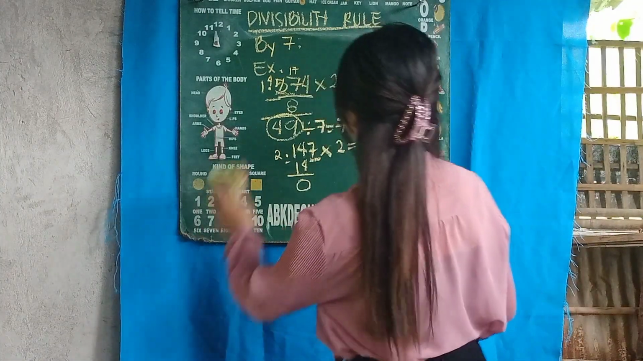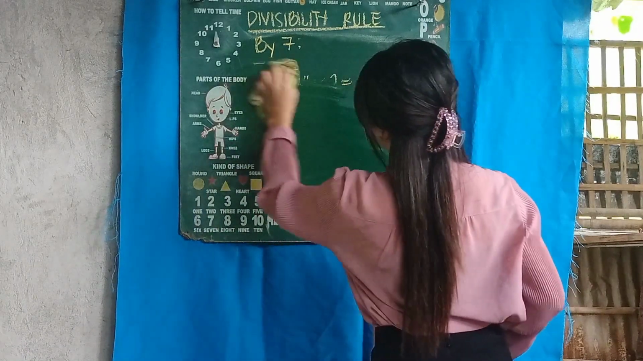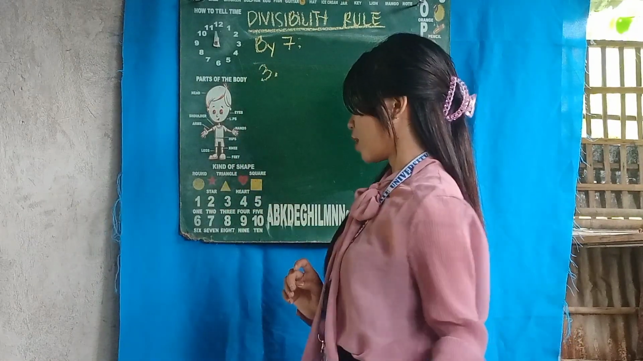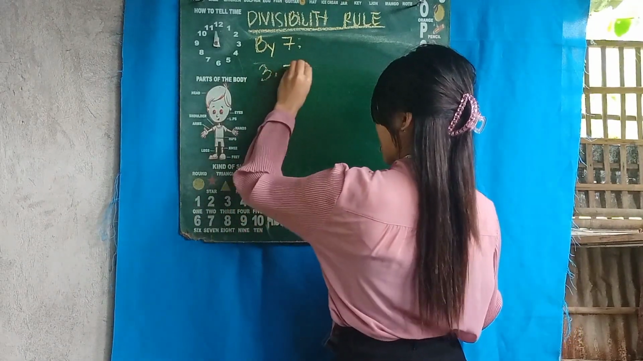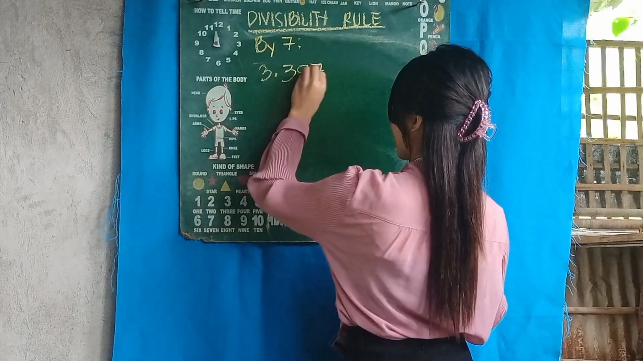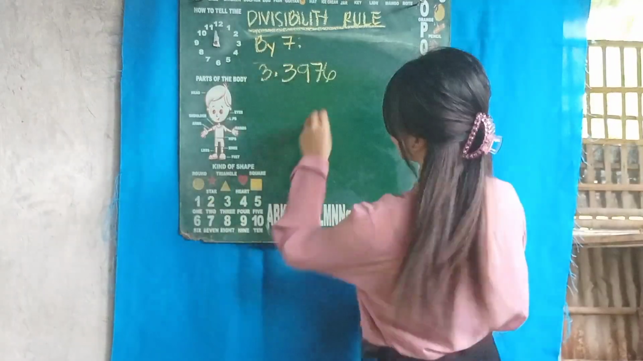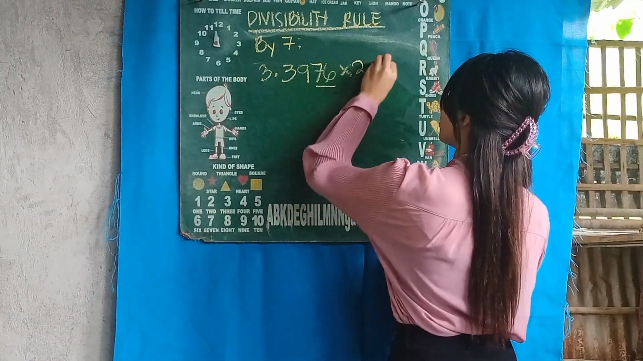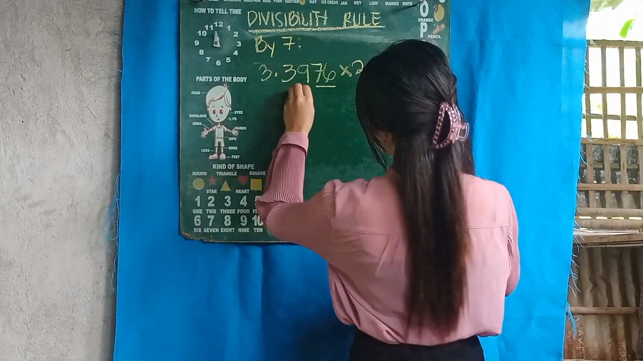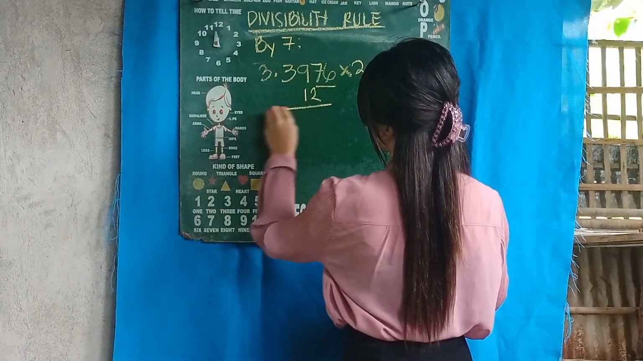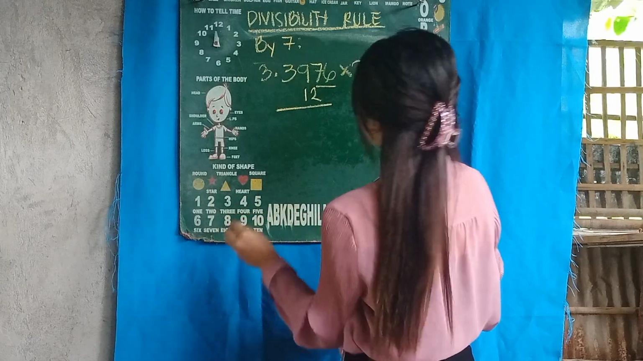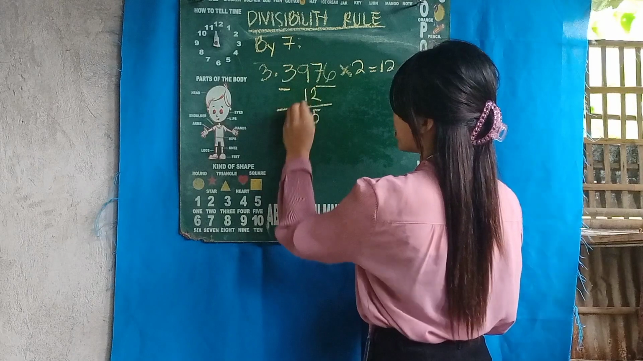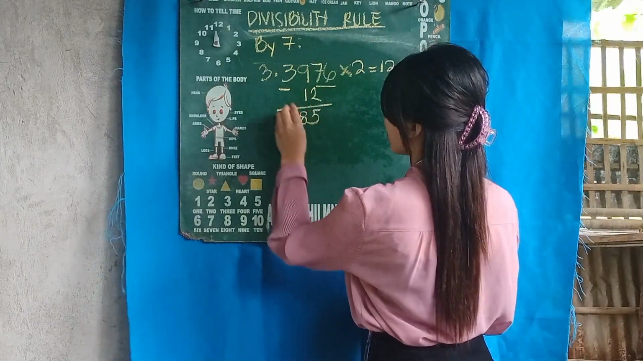Another example, to make it clear. Another example, number 3,976. What is the last digit? 6. 6 times 2 is equals to 12. Then subtract it from the remaining number, 397. 7 minus 2 is equals to 5. 9 minus 1 is equals to 8. Then bring down 3.